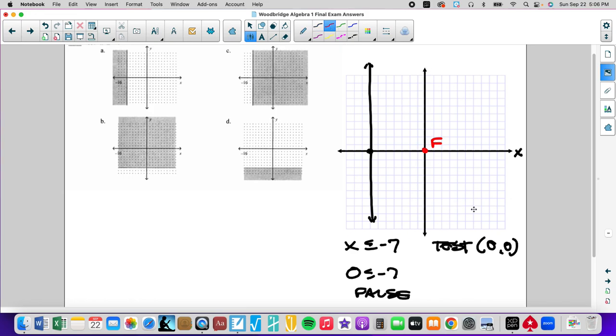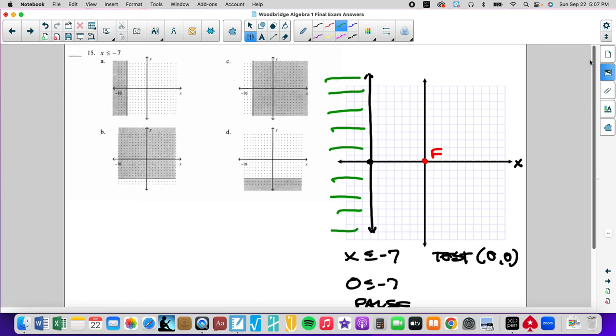All the points on this side are going to be false. So all the points on the other side must be true. This side is false. The other side will always be true. So which one of these looks like my graph? Yes, A looks like my graph. So that is the correct answer.